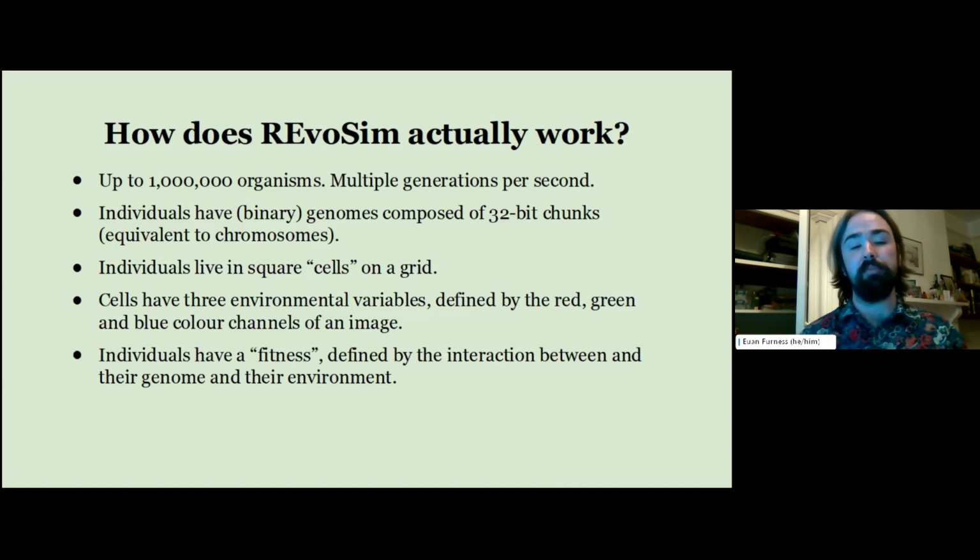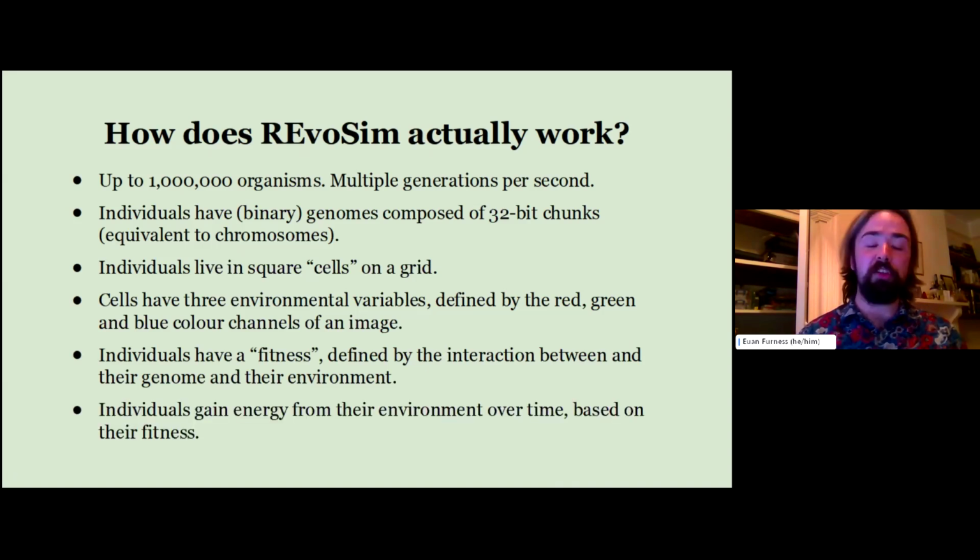And all of the organisms in the system have a fitness, which is a term defined by an interaction between their genome and their environment. What this fitness does is dictate the rate at which organisms gain energy from their abiotic environment. So any small change in the genome of an organism will result in a small change in its fitness. Any small change in the environment color will result in a small change in the fitness of any given genome.